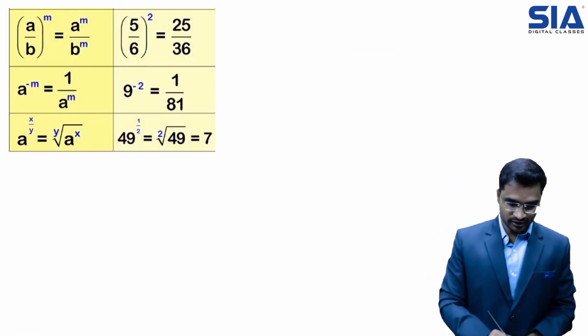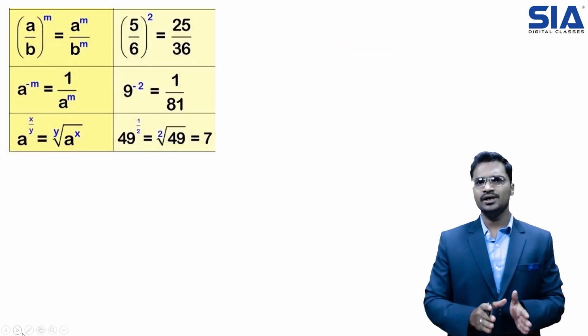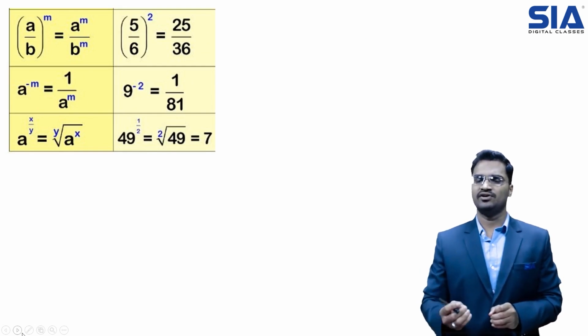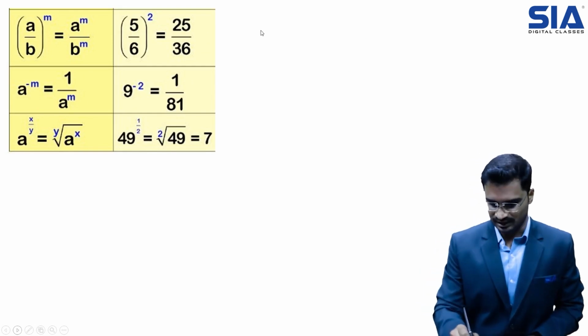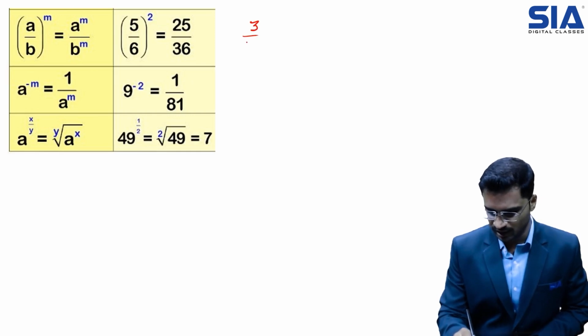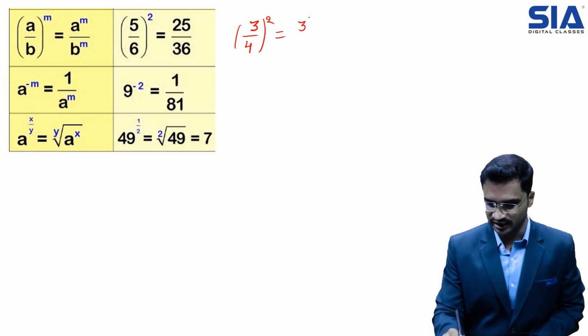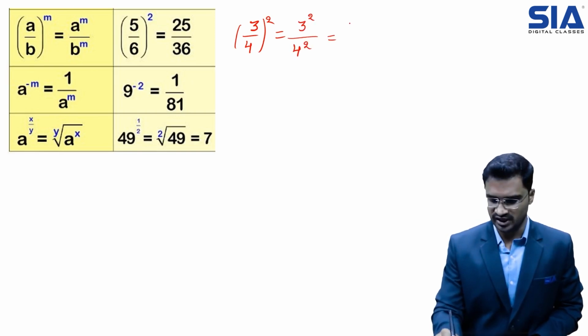Coming to the next law, a by b whole to the power of m can be written as a to the power of m divided by b to the power of m. For example, we have 3 by 4 whole square. Then what should we write? We should write it as 3 square divided by 4 square. 3 square is 9, 4 square is 16.